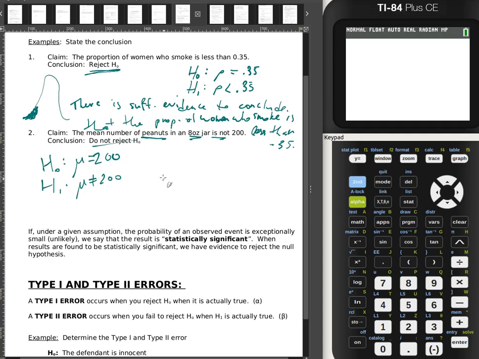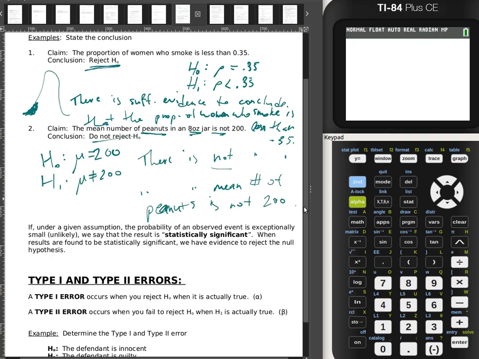We do not reject the null hypothesis, so our conclusion would go: there is not sufficient evidence to conclude that the mean number of peanuts is not 200. So it's kind of a double negative, but there's not sufficient evidence to conclude that the mean number of peanuts is not 200. And it will go like that.